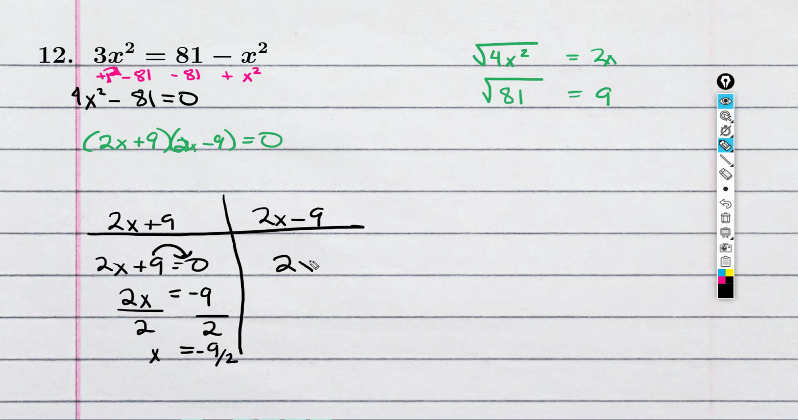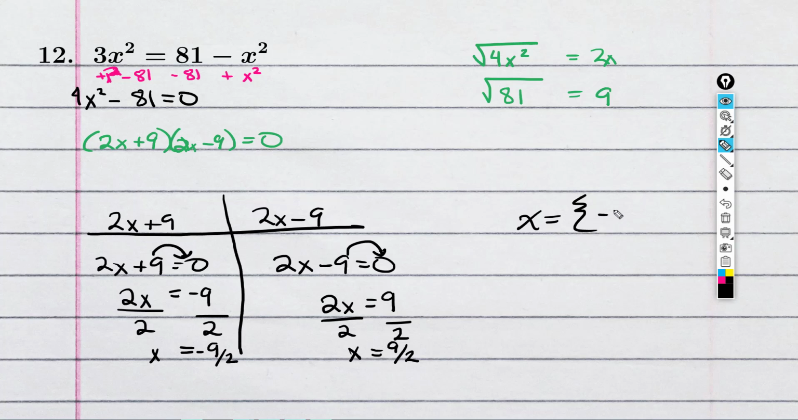We're going to do the same thing on this other one. 2x minus 9 is equal to 0. Moving the 9 over to the right-hand side, we get 2x is equal to a positive 9 this time. Divide both sides by 2, and we end up with x is equal to 9 halves. So we need to write our solution as x equals the set negative 9 halves, 9 halves. And so that's the last of our binomial ones.